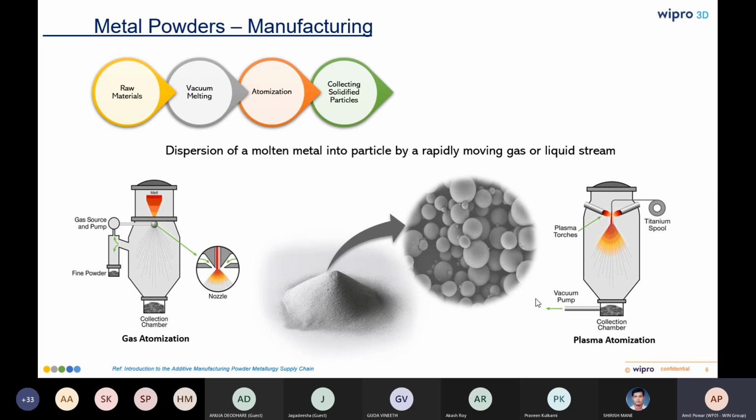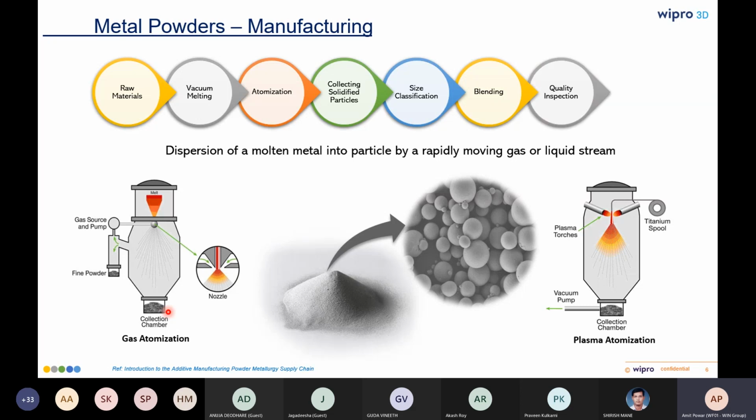So after this atomization stage, particles are collected into the collection chamber, and from there it is taken for segregation according to size classification. As I mentioned, each AM process requires a different particle size, and they are blended together to make a particular size range with respect to the additive manufacturing process. Then quality inspection is done and the powder is sent for packaging.